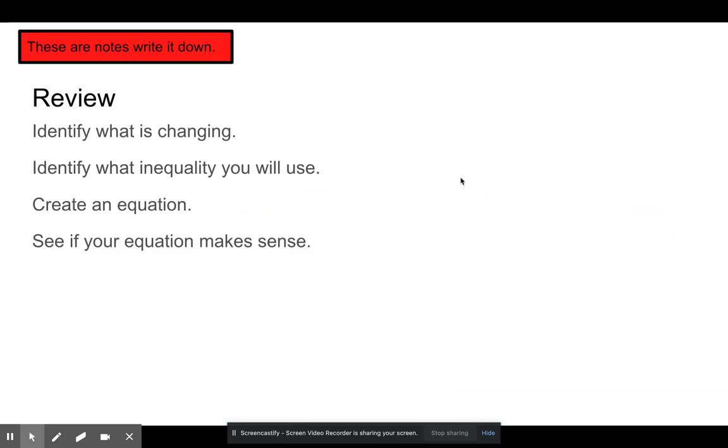And then to review. Again, these are notes. Identify what's changing. So you're going to want to figure out your X variable if it's just for one variable, or your X and Y. You're going to have to identify which inequality you are going to use: less than or equal to, greater than or equal to. You're going to create your equation, and you're going to see if your equation makes sense. That's always a good idea to check yourself.